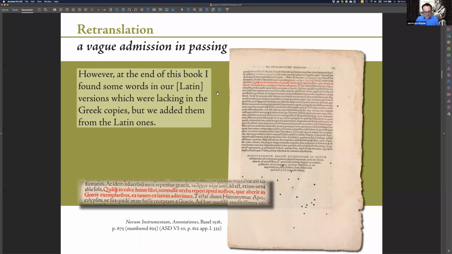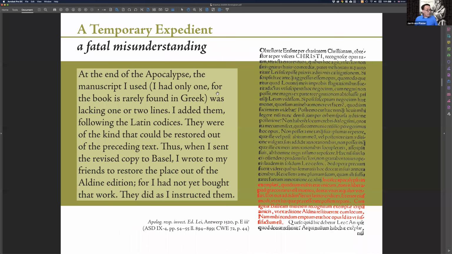Okay. There are some more places where he mentions retranslation, so here we go. Already in his first apology against Lee, he wrote, "At the end of the Apocalypse, the manuscript I used, I had only one, you've seen that, was lacking one or two lines, verses. I added them following the Latin codices. They were of the kind that could be restored out of the preceding text. Thus, when I sent the revised copy to Basel, I wrote to my friends to restore the place out of the Aldine edition, for I had not yet bought that work. They did as I instructed them."